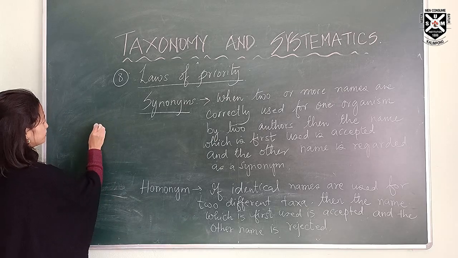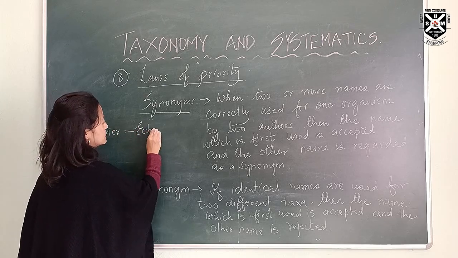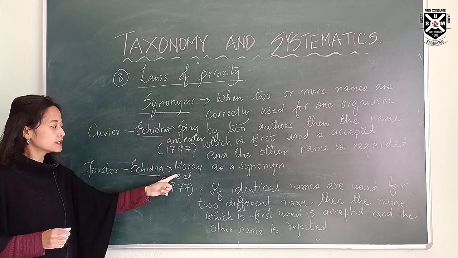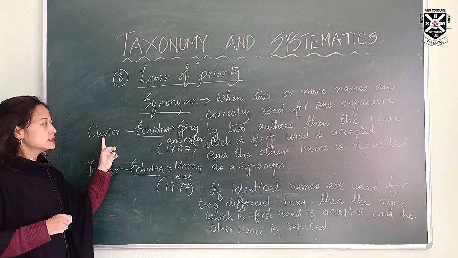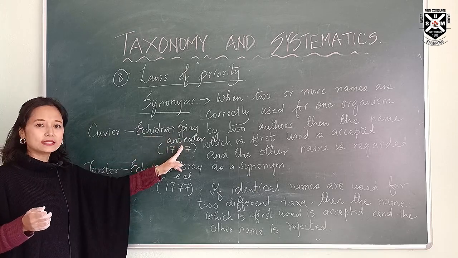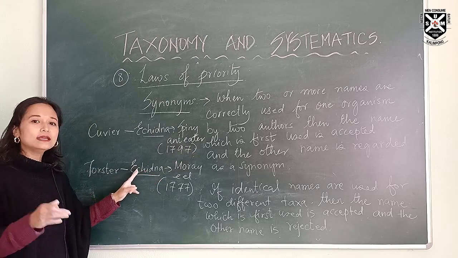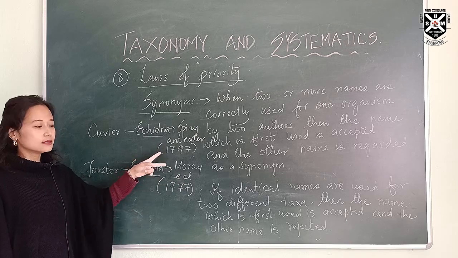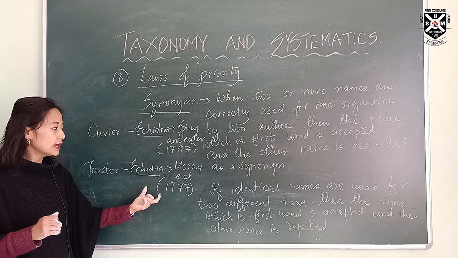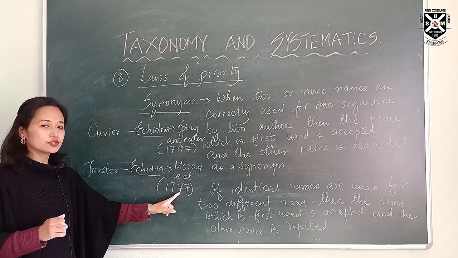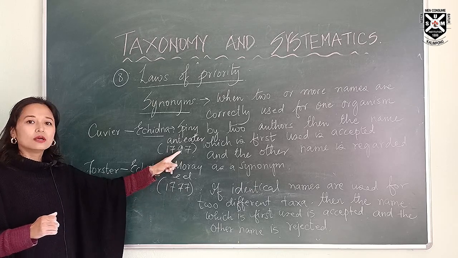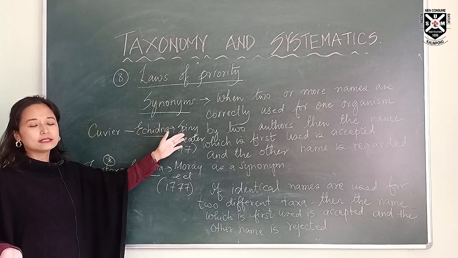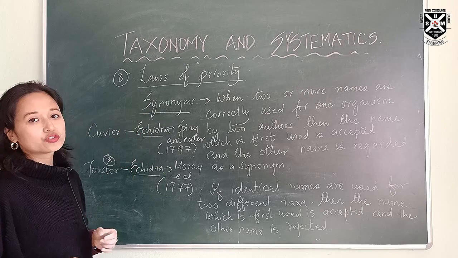Say, for example, two different authors have given the same name to two different organisms. Cuvier, one scientist, named Echidna for spiny anteaters, and another author, Forster, named the same name Echidna for another type of animal, moray eels. But if you look at the dates, which name will be selected as the valid name? It will be Echidna for the moray eels, because it was named earlier. Therefore, this will be given priority, whereas for the spiny anteater, another name has to be taken up. So this is the law of priority.